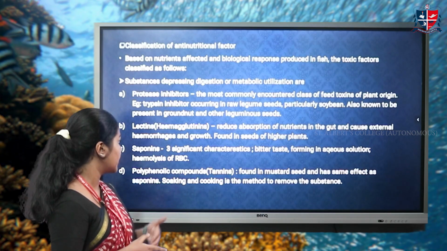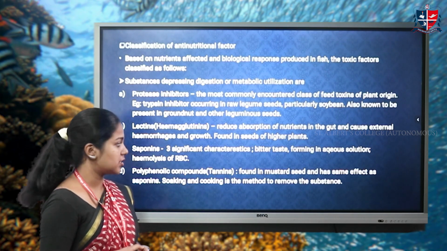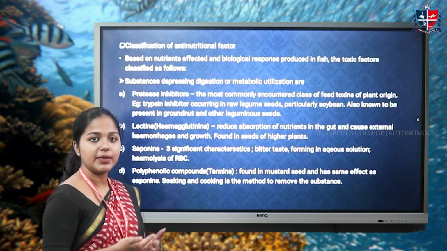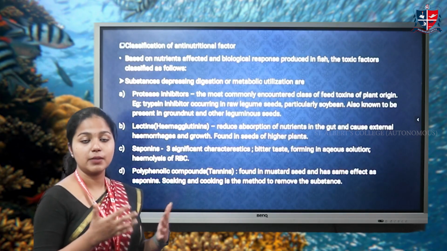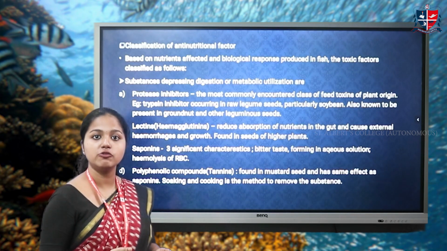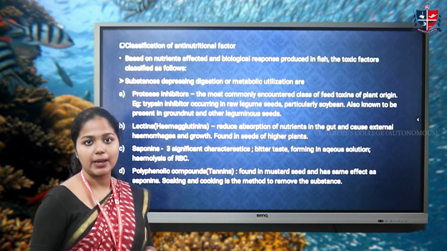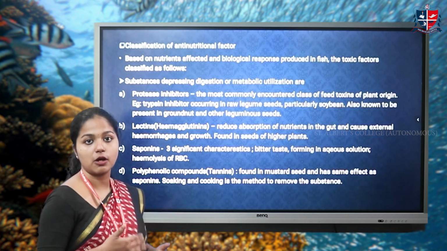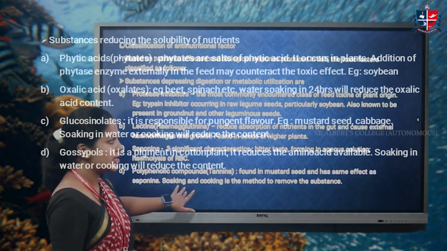And the next one is polyphenolic components, particularly tannins, which are found in mustard seeds. And these can be avoided by soaking and cooking. As I already said, most of these anti-nutritional factors are heat labile, as they can be destroyed by the application of heat. And for this, we prevent these polyphenolic components by soaking and cooking to remove the substance.